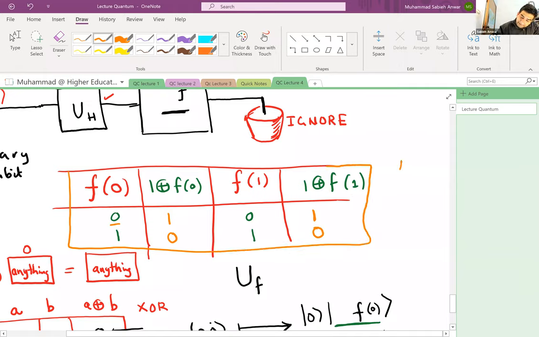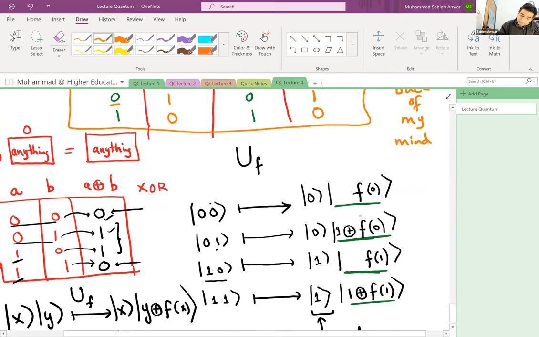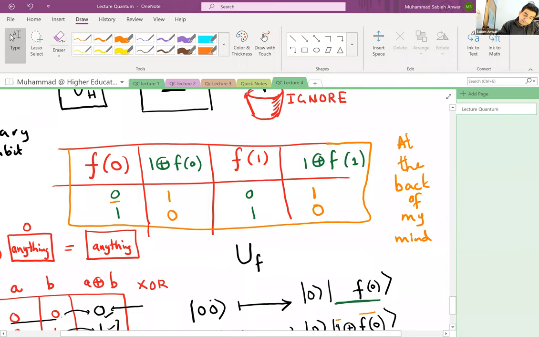So I need to keep this truth table in my mind. Okay, so this is at the back of my mind. I have a question. Yes, please. Shouldn't it be f(1) and f(0)? So I need to find out what happens when I XOR 1 with f(0) and 1 with f(1). So here I have captured all the possibilities. Exclusive OR 0 with anything gives the other thing, so I just look at what I really need over here. The truth table has more entries, but I'm not concerned with them at the moment.